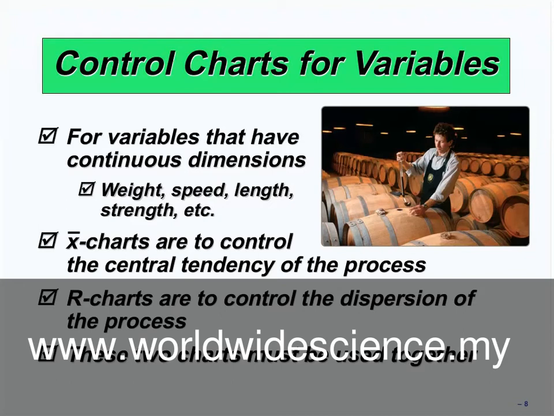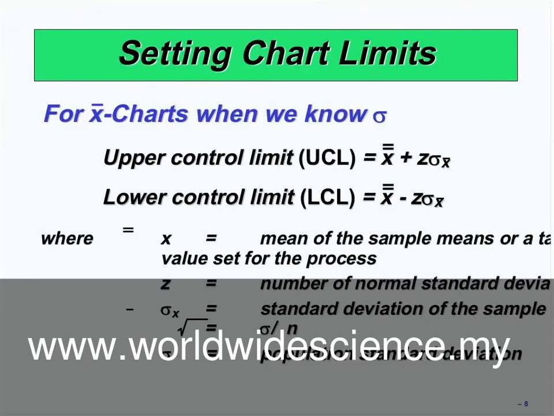For drawing X bar charts, we should consider some points before that. At first, for all of the charts, two limits should be calculated: the upper control limit and the lower control limit, UCL and LCL. UCL can be calculated as X bar plus Z multiplied by sigma X bar, and the lower control limit equals X bar minus Z sigma X bar.